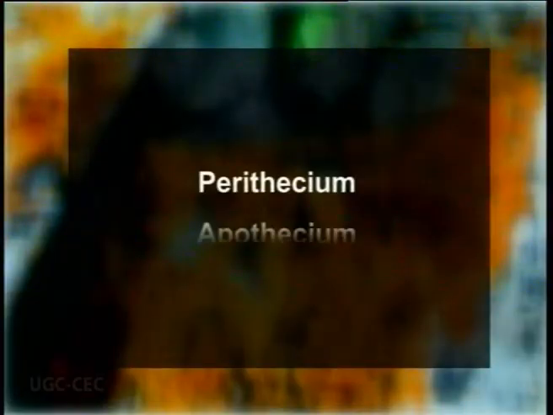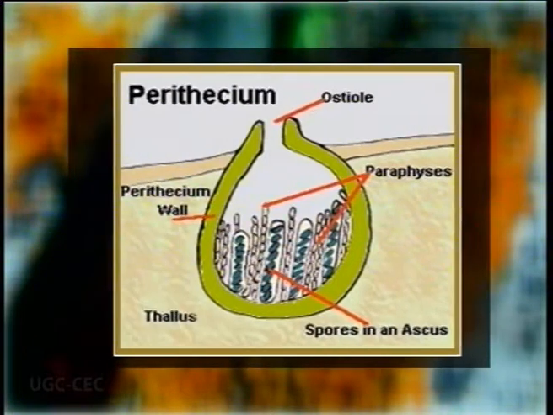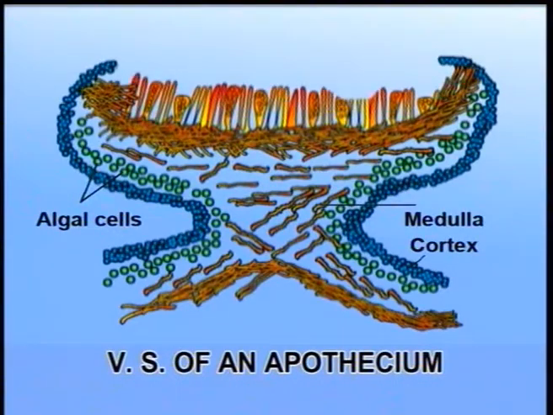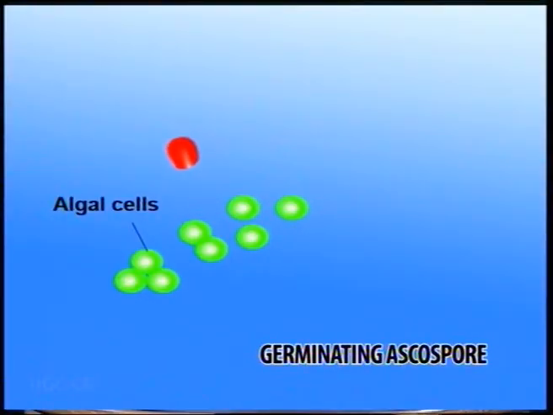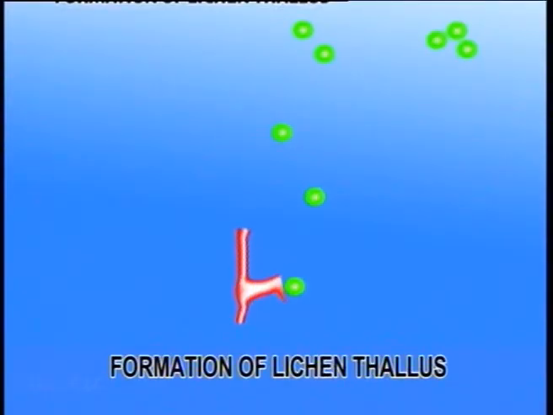The ascomata or ascocarps may be either of perithecium or apothecium type. The perithecium is a flask-shaped structure, and the asci are borne within a locule. The apothecium is a cup-shaped fruiting body in which the ascus-bearing tissue or hymenium is exposed at maturity. The ascospores are discharged and start germination by producing hyphal branches. A hyphal branch comes in contact with a suitable alga and results in a lichen thallus.